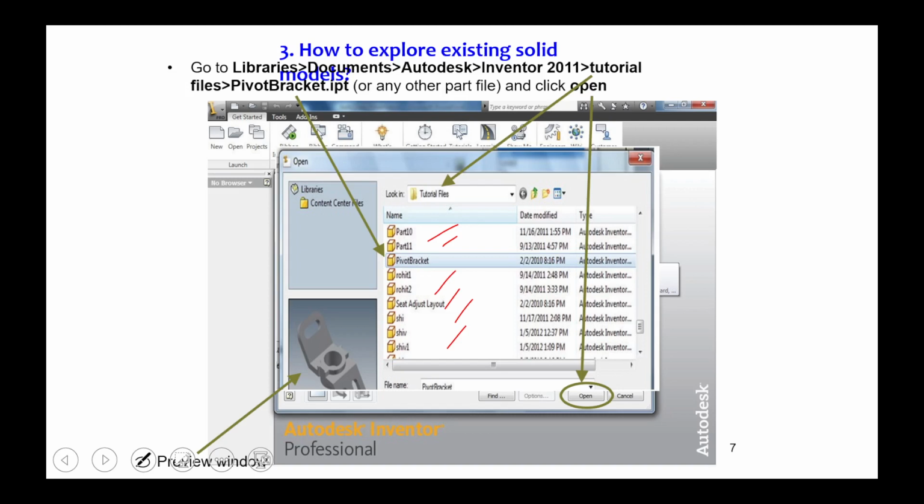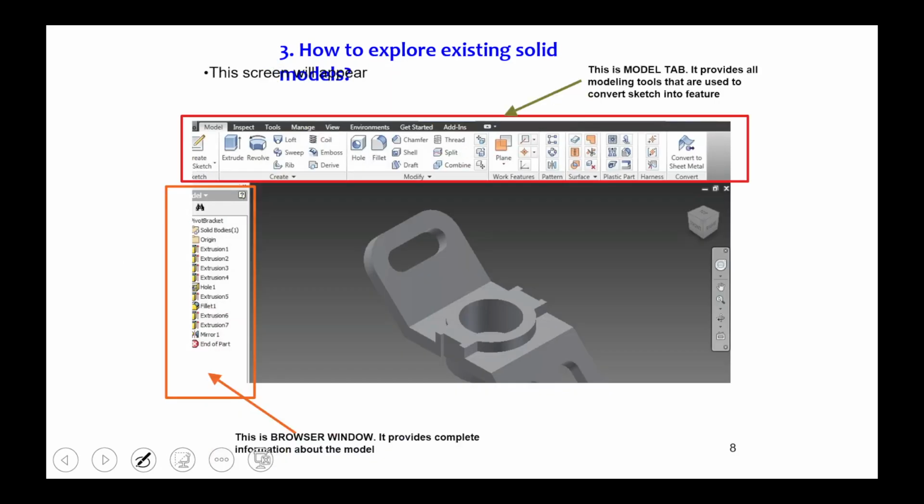For example, a strain gauge sensor: you click on new, type your file name, save it as strain gauge, and save it in your project. Then the working window will open, and you can design your strain gauge sensor here. This is just an example for your understanding. I will take the pivot bracket design and open it. This is the pivot bracket design.